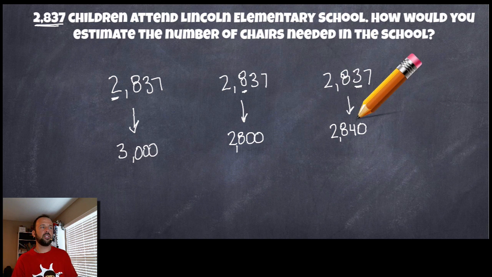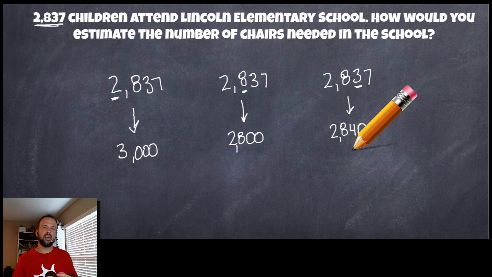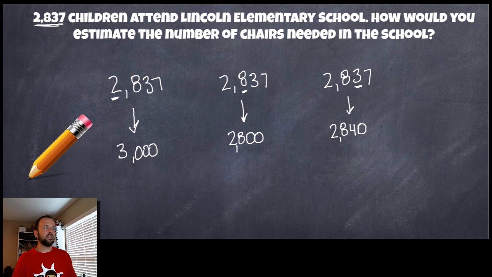So here I rounded to the tens place. When I round to the tens place, I get 2,840. To me, this might be the best estimate because the number of kids at a school shouldn't change too much from year to year. So I can get it pretty close. I might have 3 extra chairs. That's not much. Okay, I can deal with that. But really, any of these estimates aren't bad estimates.